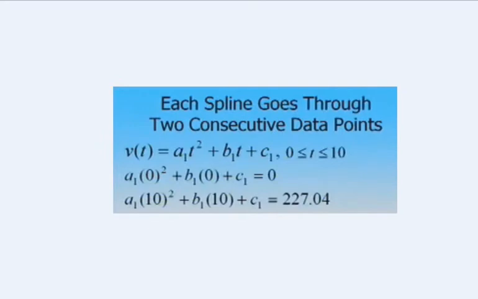So we are just going to plug in the values of 0 and 10 in this equation. But as you can see, we are given 6 points, and we have 5 splines. So this tells us that we are going to have 15 unknowns. So we have to set up 15 equations.